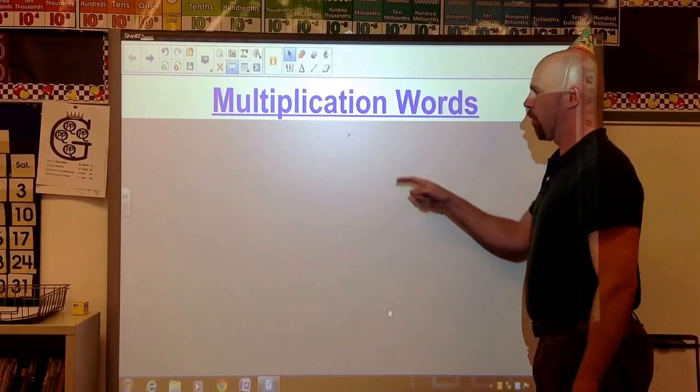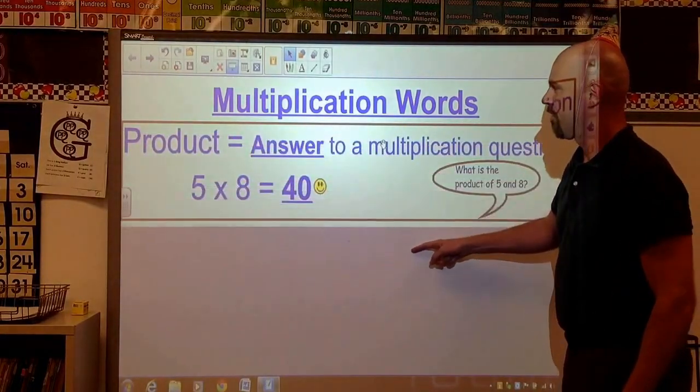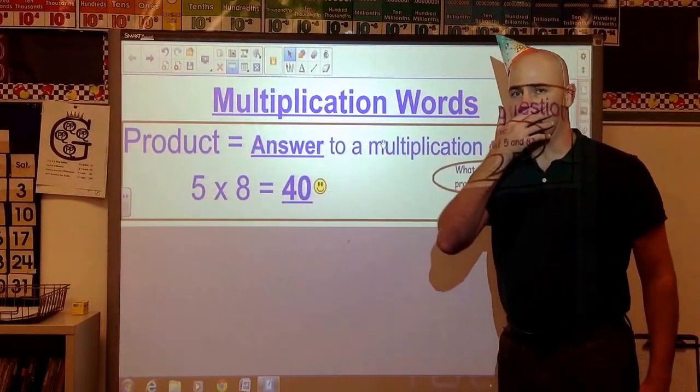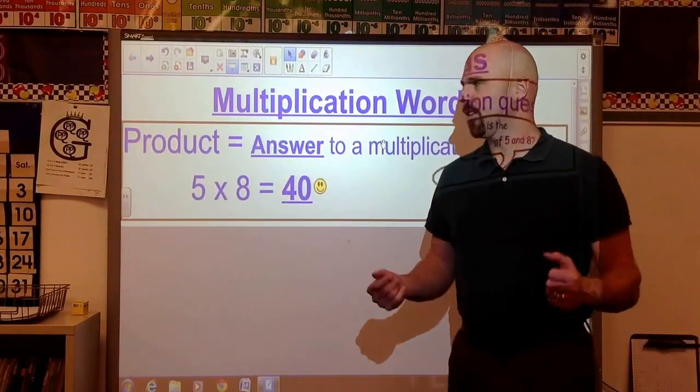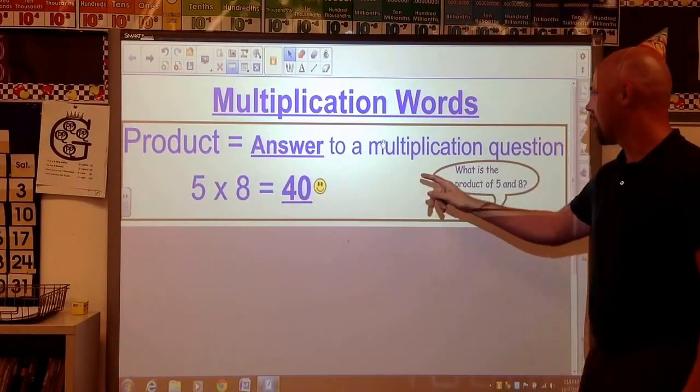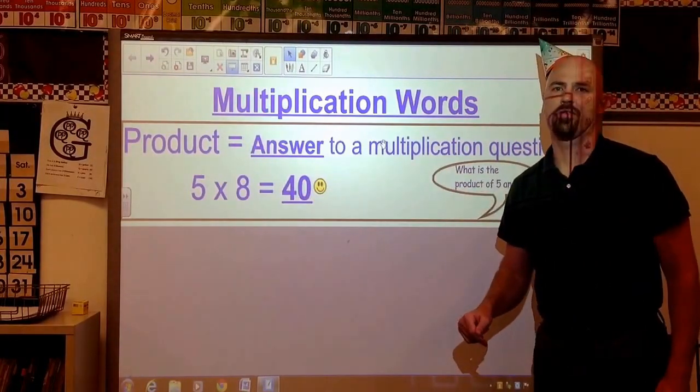So, multiplication words, let's go through them. First one is a product. If a question comes up and says, what is the product of 5 and 8? What they're saying is multiply 5 and 8. So 5 times 8 is 40. The answer, the product of 5 and 8 is 40.